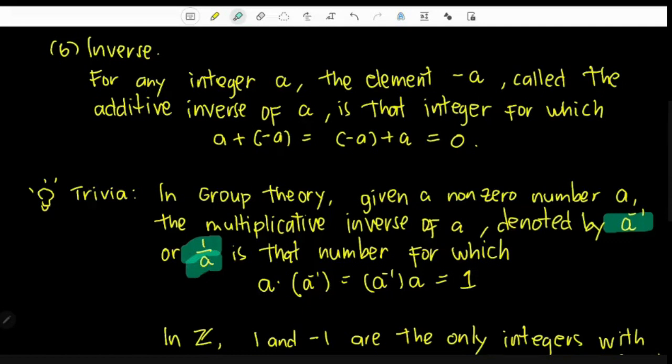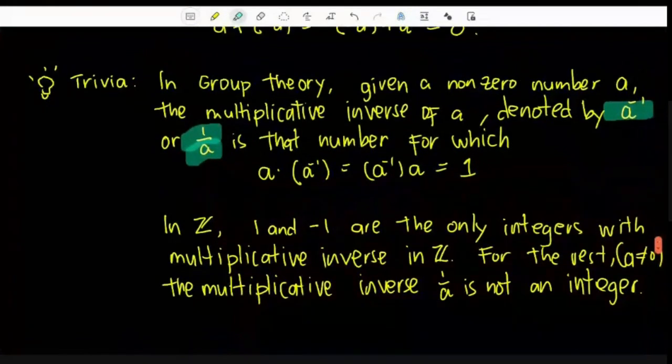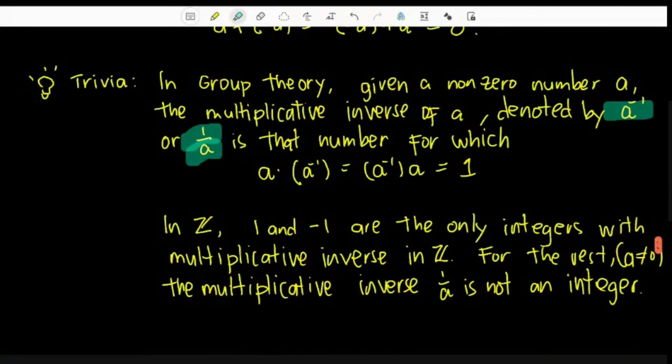Now, unfortunately, in the set of integers, not every integer has a multiplicative inverse. Actually, the only integers that have a multiplicative inverse are 1 and negative 1. When you multiply 1 by 1, the answer is 1, so 1 is the multiplicative inverse of itself. When you multiply negative 1 by negative 1, the answer is also 1, so negative 1 is the multiplicative inverse of negative 1.